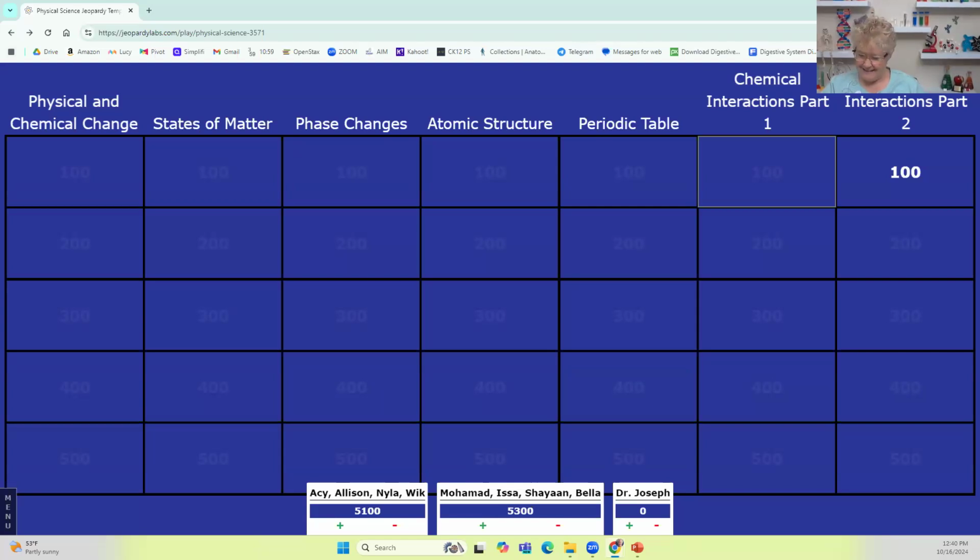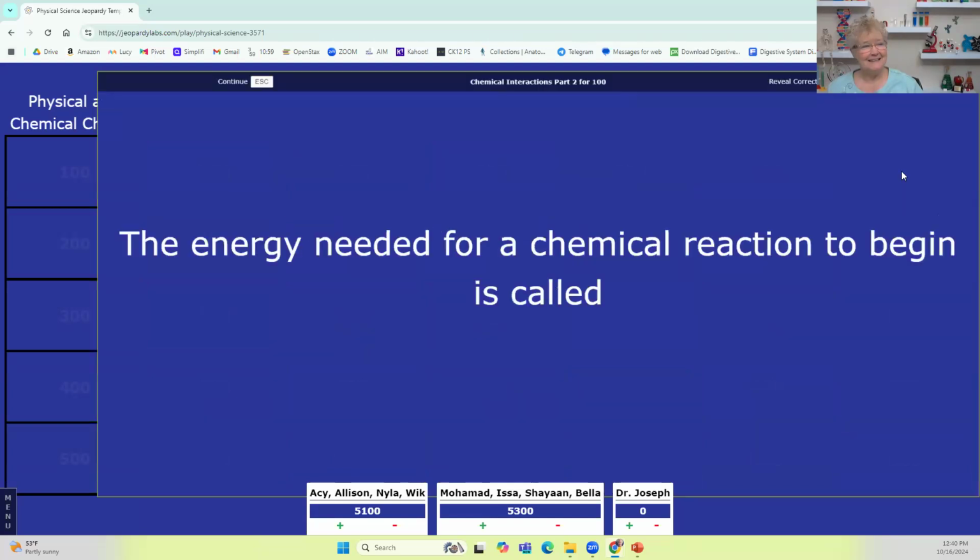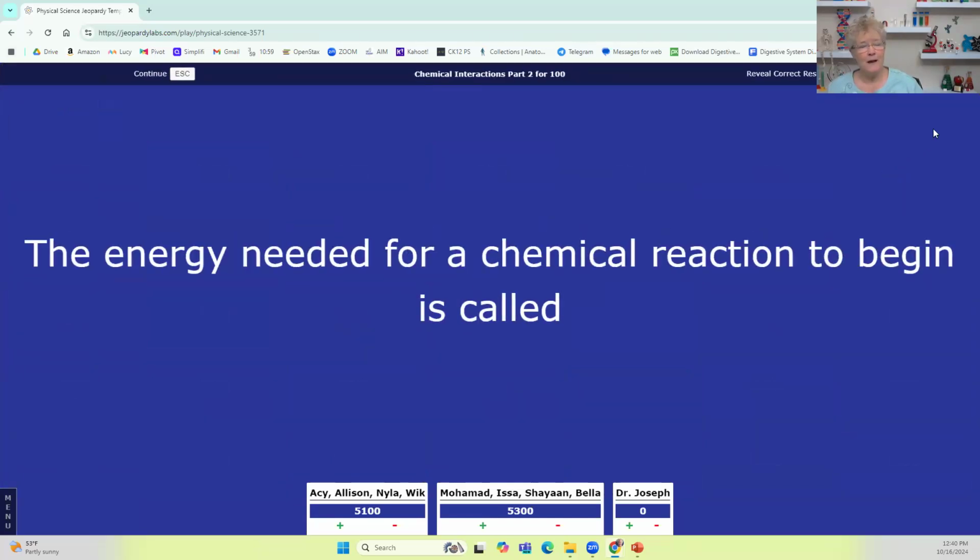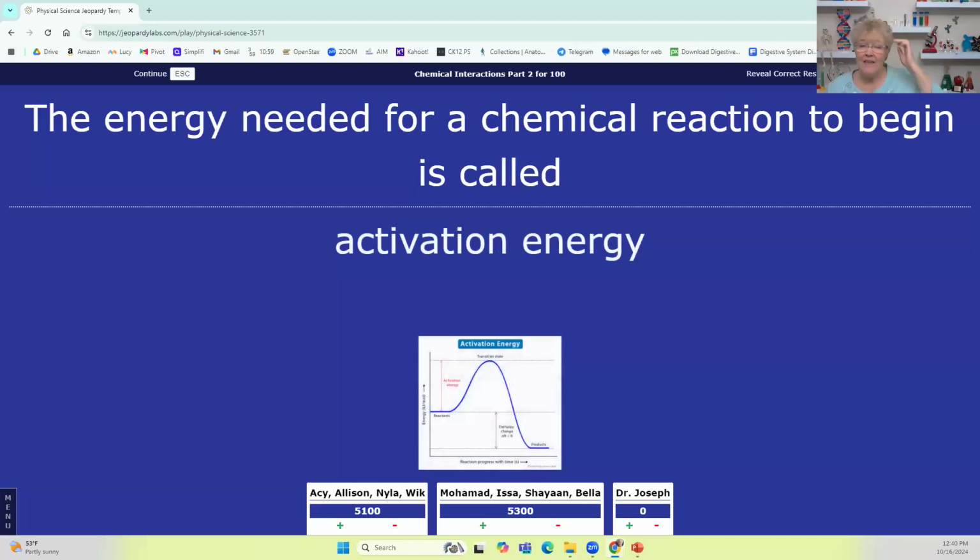All right. Let's look at what the last one is, see if anybody can answer that one. The energy needed for a chemical reaction to begin is called, Wick. Activation energy. Yeah, it is called activation energy. That's what the catalyst does, it lowers the activation energy. It makes it so it doesn't take as much energy for a reaction to occur, so the reaction can happen a lot faster. All right, terrific job, everybody. Wick.